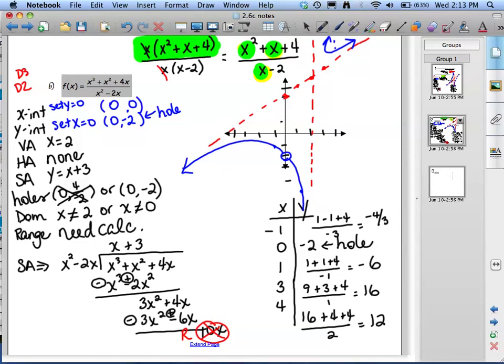What's that? Oh, no, I can't ask 0. Because there's a hole there? Because if you put in 0 into the original equation, it would make the denominator 0, which we can't have. So really we could find domain and range first. Yeah, you could have. Not range, but domain, yes.